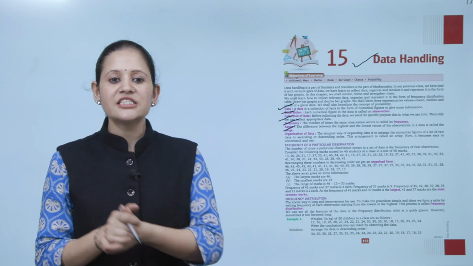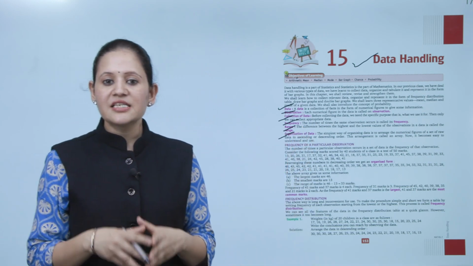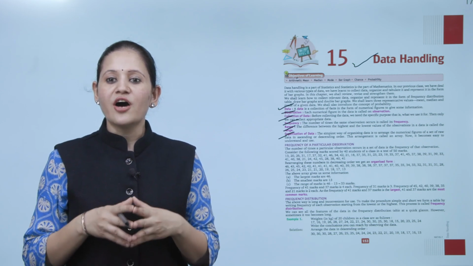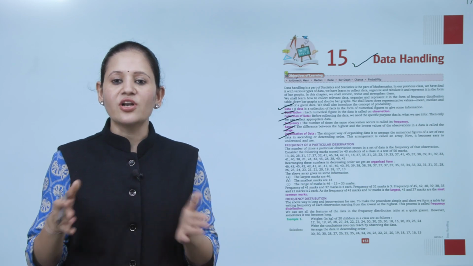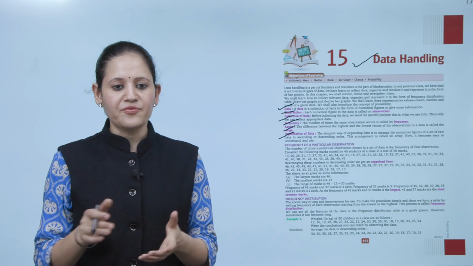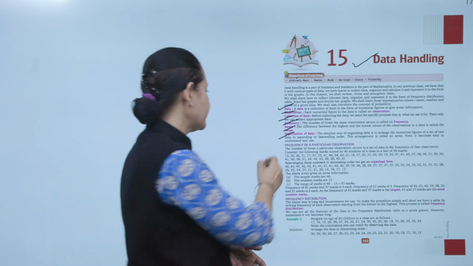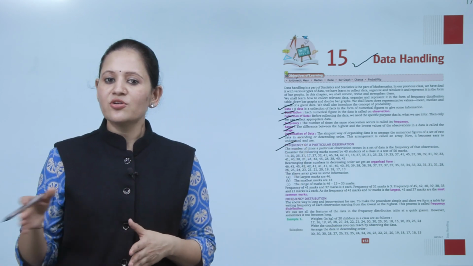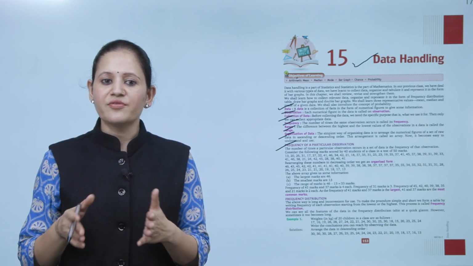Next is organization of data. The simplest way of organizing data is to arrange the numerical figures of the set of raw data in ascending or descending order. The arrangement is called an array. Now, to make it easy to understand for use, next is frequency of a particular observation. The number of times a particular observation occurs in a set of data is called the frequency of the observation.